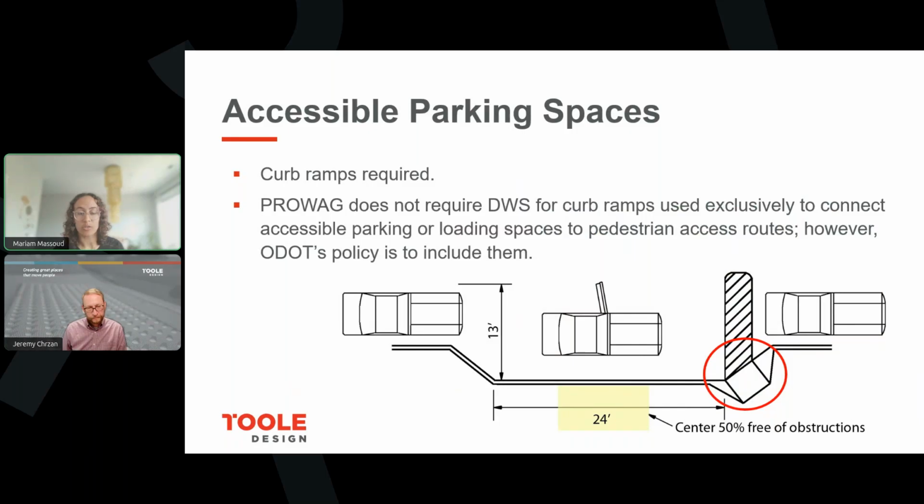PROWAG does not require detectable warning surfaces for these curb ramps that only serve accessible parking. They're not part of a crosswalk. But ODOT's preference is to still install the detectable warning. And this is also helpful for blind pedestrians because it warns them that they're entering a vehicle space so that they can be aware of that.